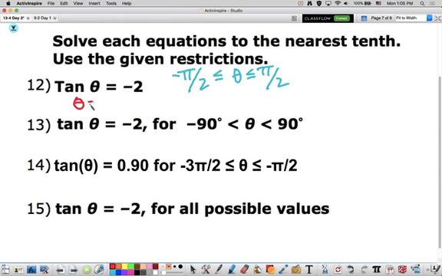Inverse tangent. Tell me what angle you get. 63.4. Anybody else? I got one person. Yeah, negative 63 point. There you go.